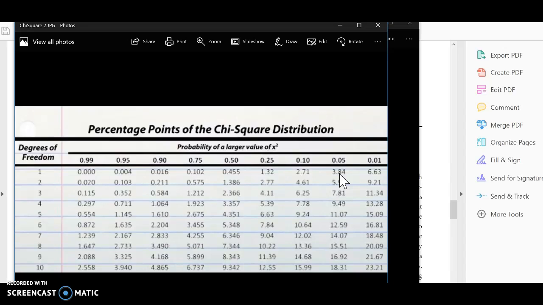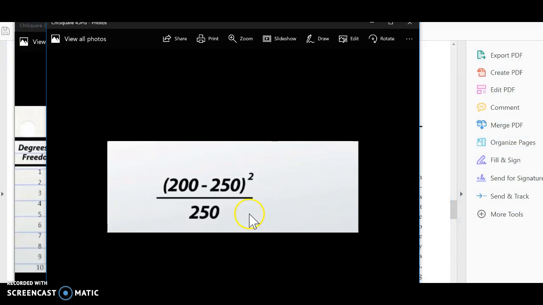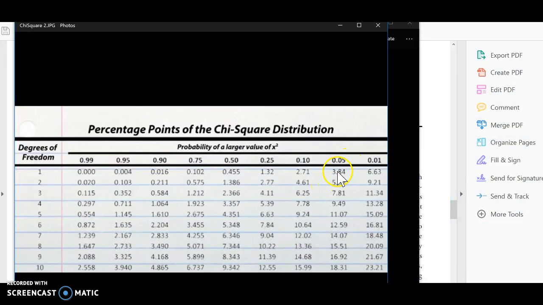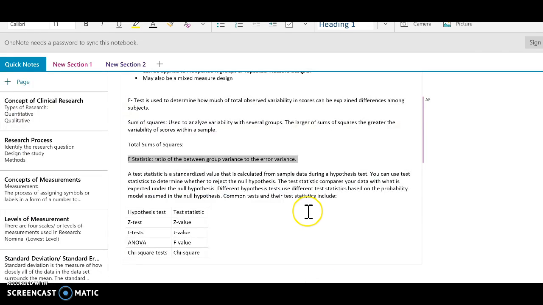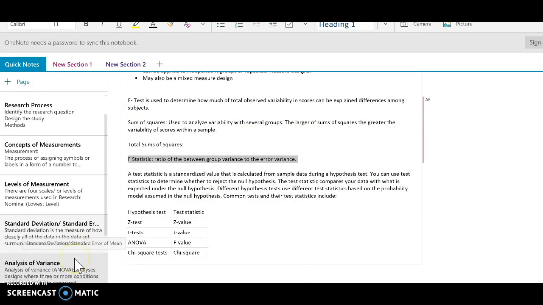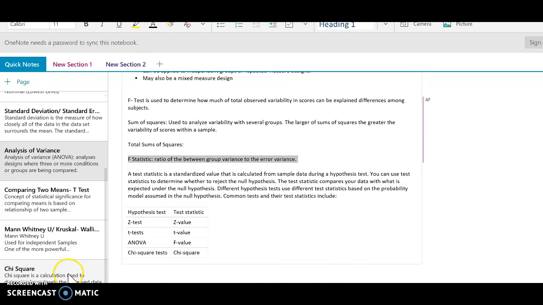After completion of our statistical test, we determined it was 10. So in this case, 10 is higher than the 3.84. So in that case, that would mean that, sorry, let me go back to chi-square here.